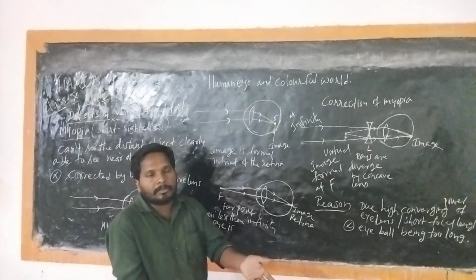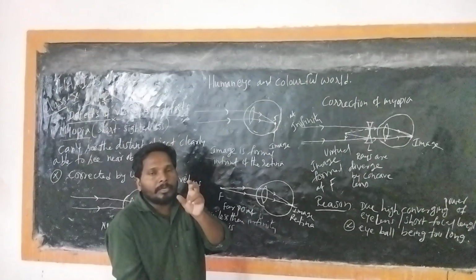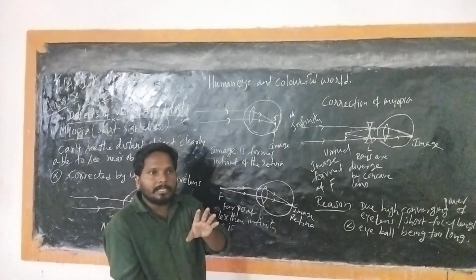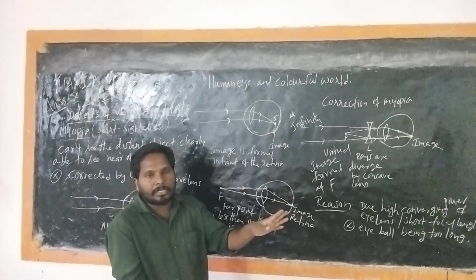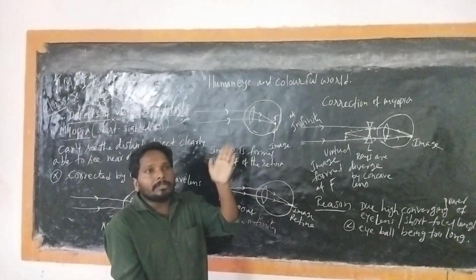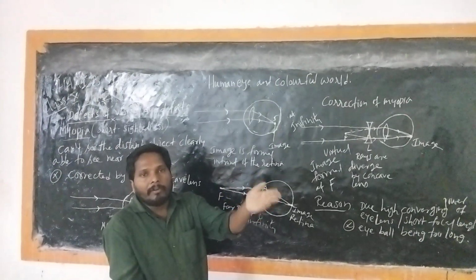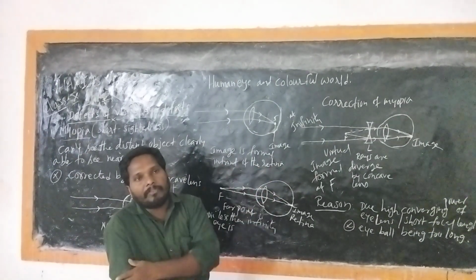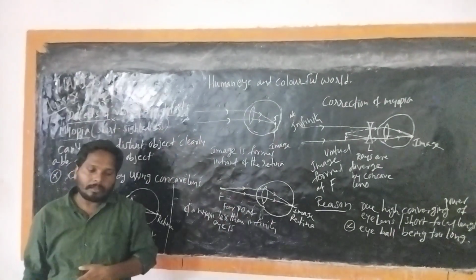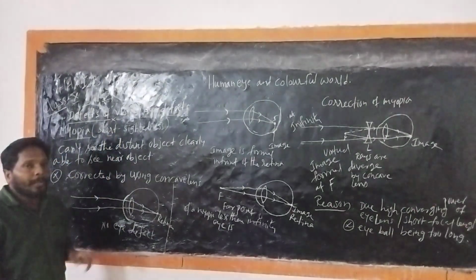To make the person see the object clearly, we use the concave lens, which is a diverging lens. The diverging lens forms a virtual image of the distant object. This virtual image of the distant object acts as the object for the eye lens. Then the image of the object is formed on the retina. So in this way, we know about myopia.